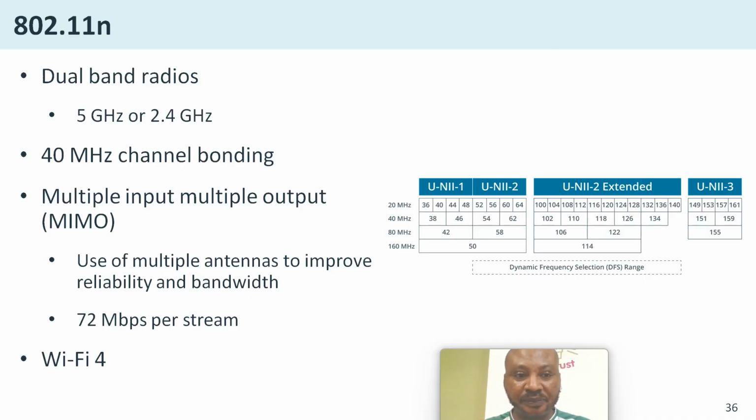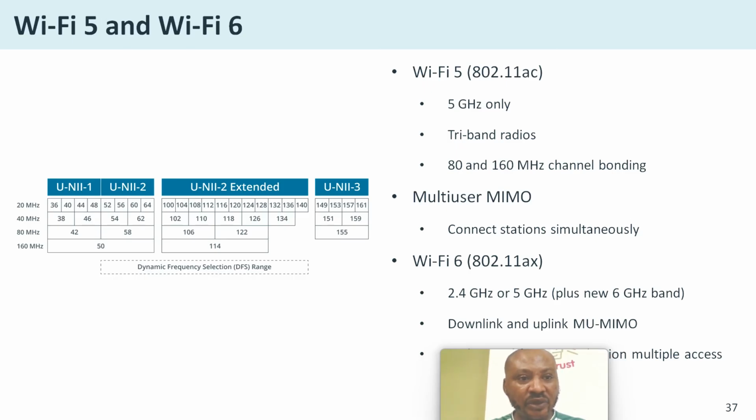Okay, so that's the explanation. We also have 11N, the same. 11N can give you dual band radio, 5 gigahertz and 2.4 gigahertz. It has its own bandwidth, and so on like that. So Wi-Fi 4 and Wi-Fi 5. So these are Wi-Fi.